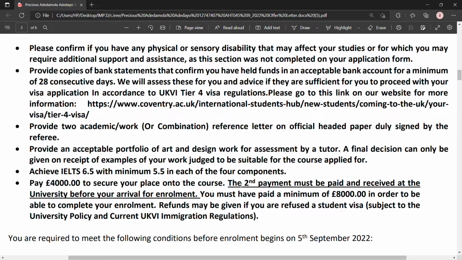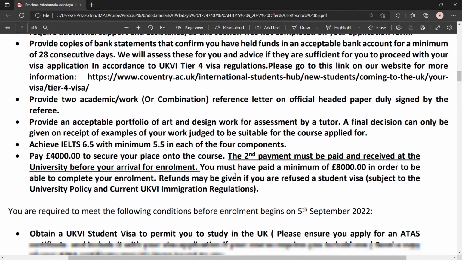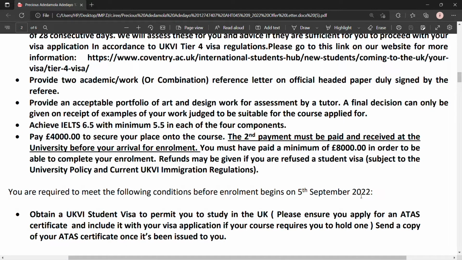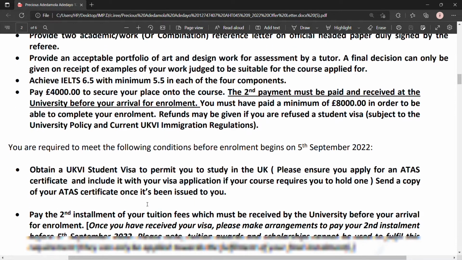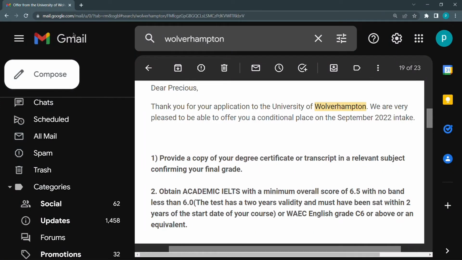Now, these are the conditions. Then they had another condition that was supposed to be met before 5th of September. Obtain a UK visa and pay your second installment.